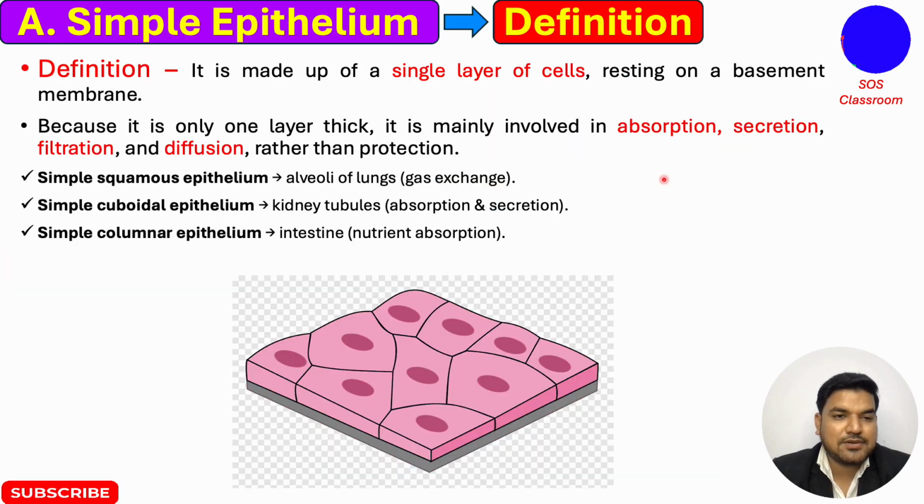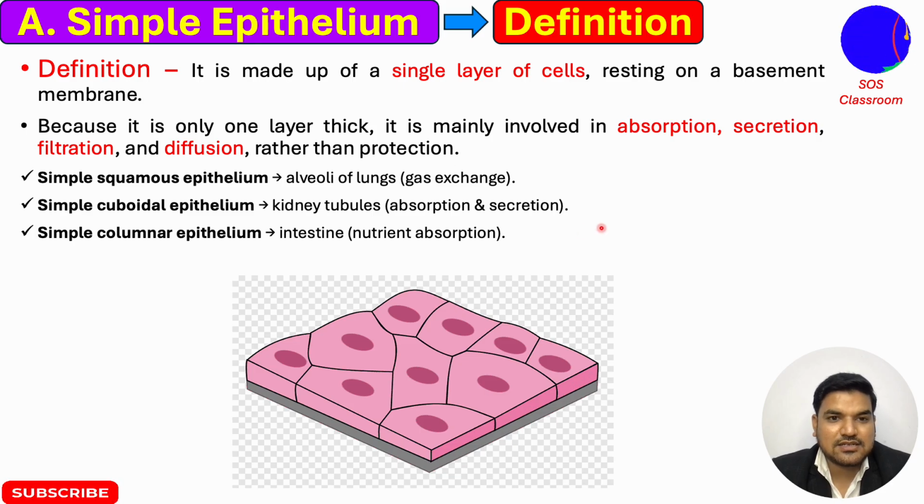So first of all, simple means single. Single means this type of tissue is made by a single layer of cells resting on a basement membrane. So simple epithelium tissue is made by a single layer of cells, and these cells rest on the basement membrane. You can see this is the basement membrane and these are the different types of cells. This is the single layer of cells.